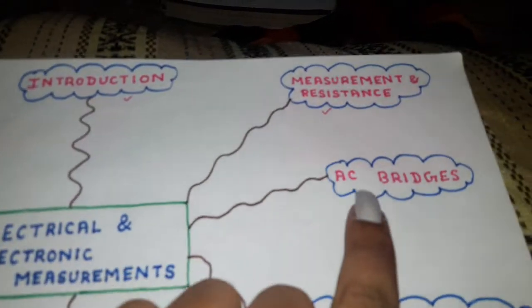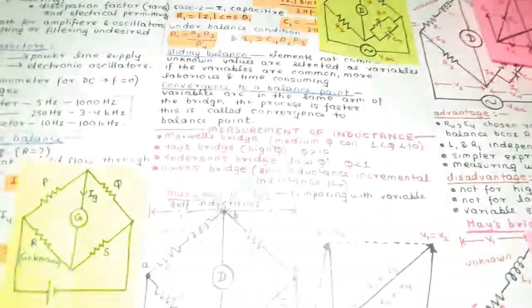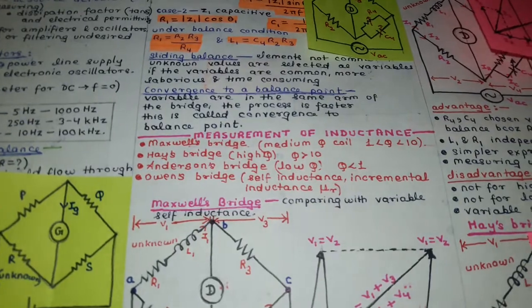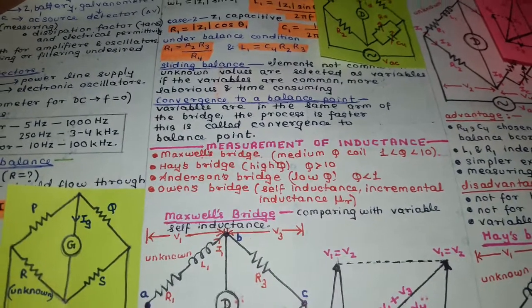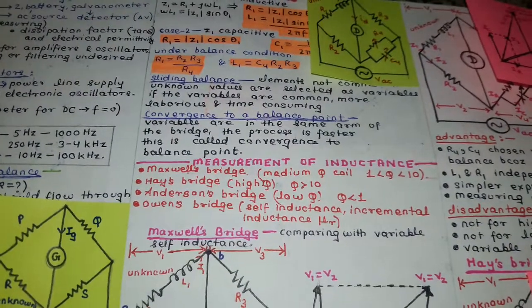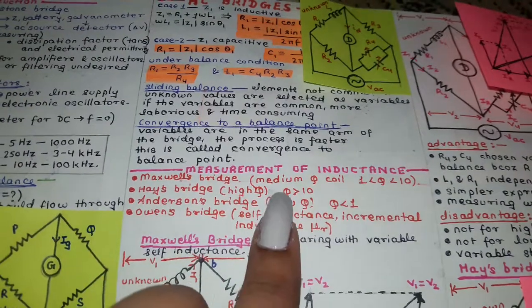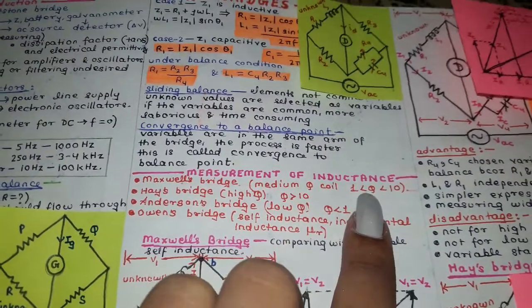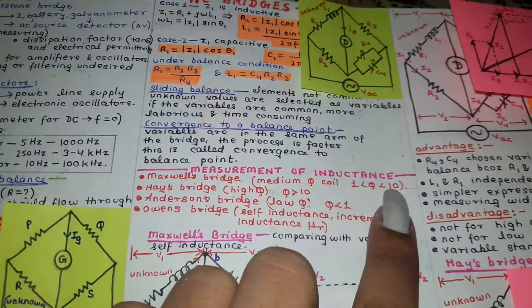Let's discuss part 2 of AC bridges. We are going to start measurement of inductance. We have 4 bridges for this purpose. We have Maxwell's bridge, which is used for measuring coils of medium quality factor. Quality factor between 1 and 10 is considered medium.